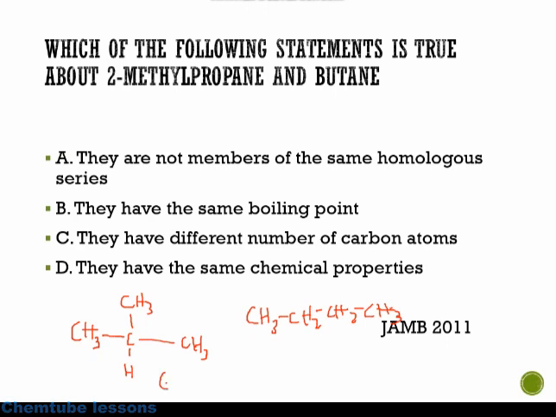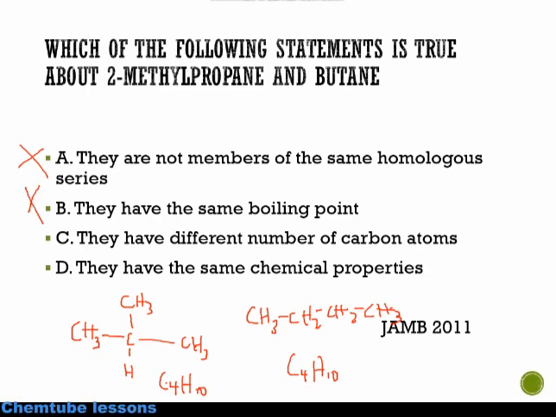Now if you look at both of these compounds, you can see that their molecular formulas are both the same. This is C4H10, and then this is C4H10. So let's look at the options. They are not members of the same homologous series. This is wrong. They are both alkanes, so they belong to the same homologous series. They have the same boiling point. No. Branched chains have a lower boiling point than unbranched chains. So B is wrong.